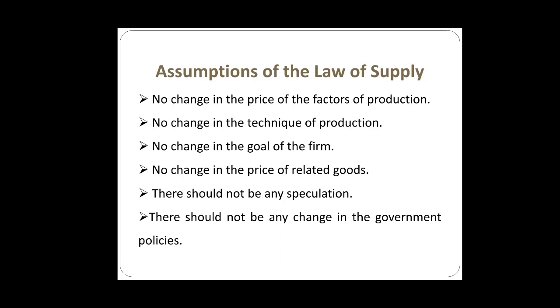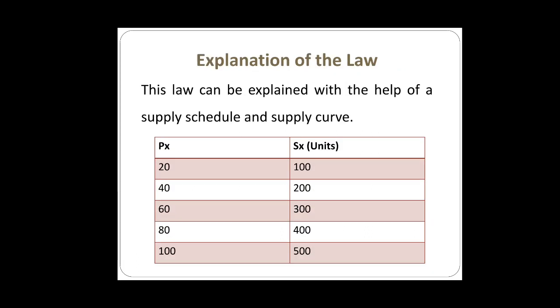And lastly, we assume that there should not be any change in the government policies. For example, an increase in taxes would imply an increase in the cost of production. Then such a situation will not permit the expansion of supply with a rise in price. So these are some of the factors we should not change in order for the law of supply to hold good.